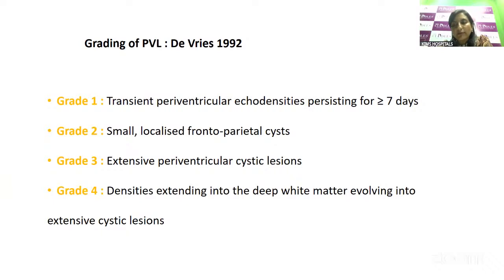In grade 2, we have tiny cystic lesions, a few cystic lesions which start appearing in the frontoparietal region. In grade 3, we see extensive periventricular lesions. And in grade 4, the lesions extend into the subcortical region within the deep white matter.